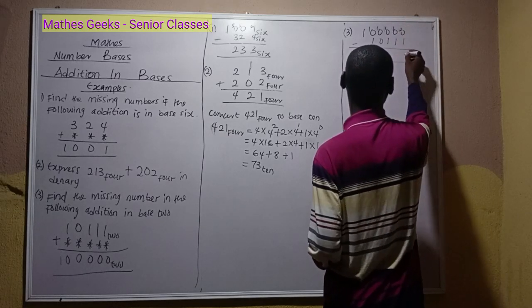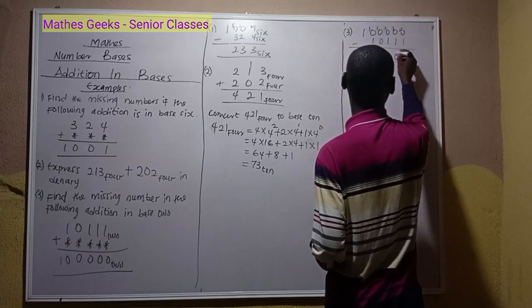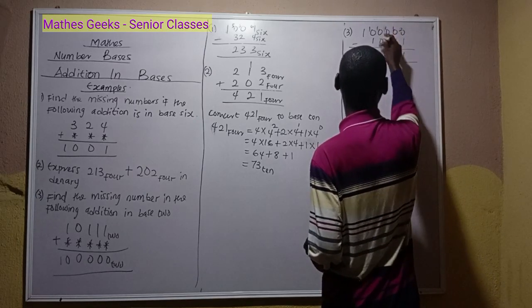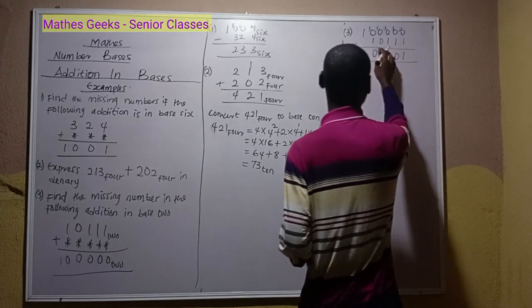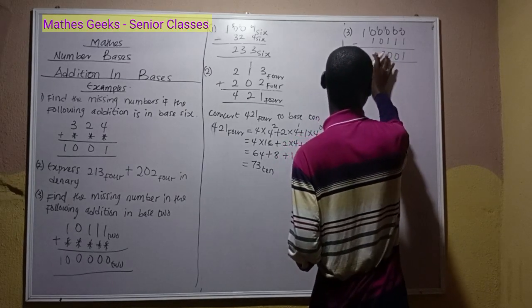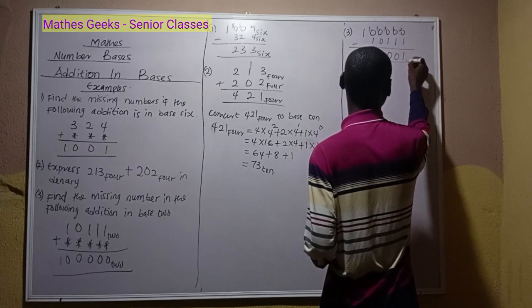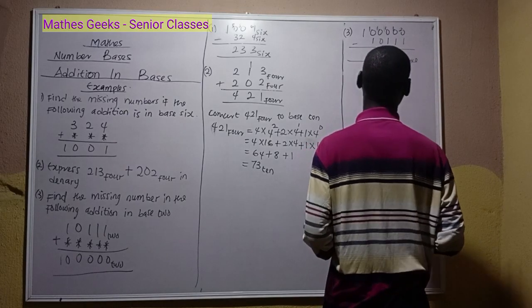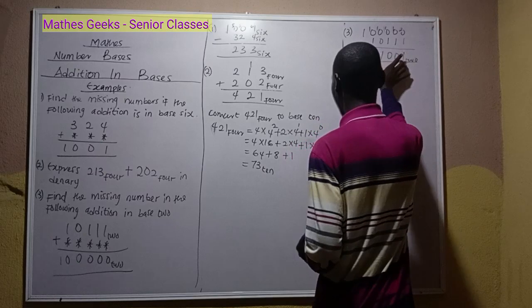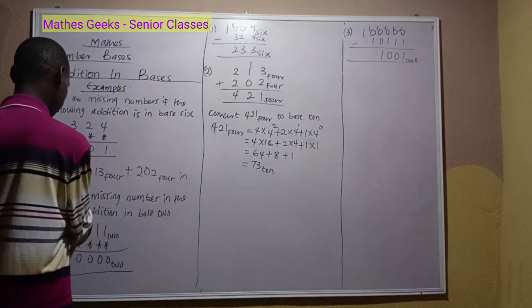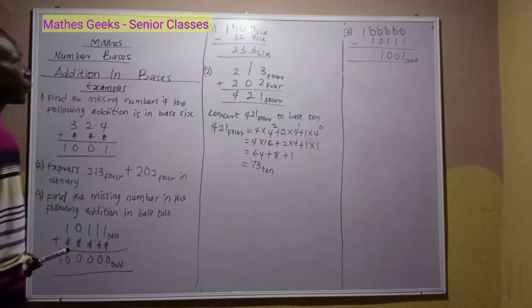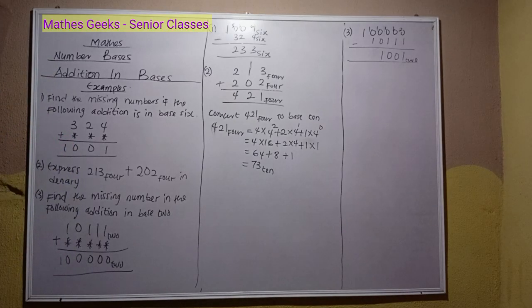So 2 minus 1 is 1. 1 minus 1 is 0. 1 minus 1 is 0. 1 minus 0 is 1. 1 minus 1 is 0. So we can ignore this last 0 because it's not important. So our answer is 1 0 0 1 0. So this was what this figure was added to this figure to get this. That's the answer.